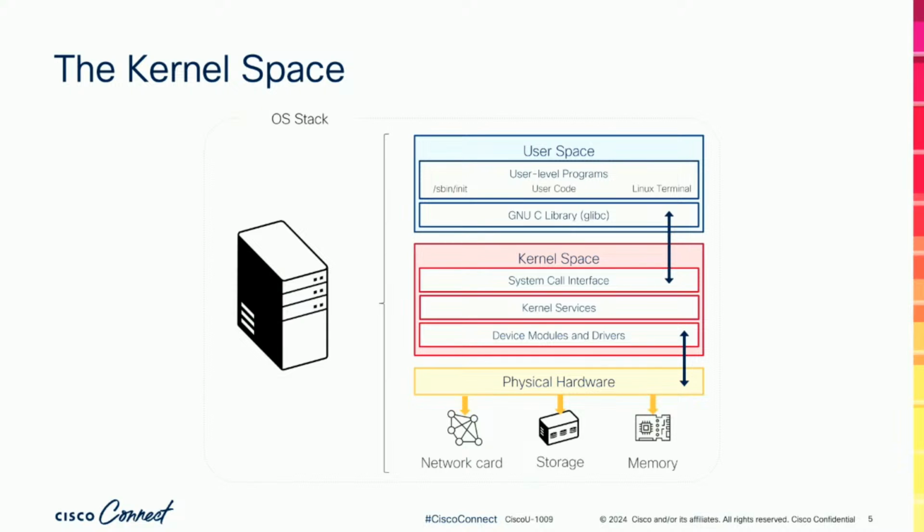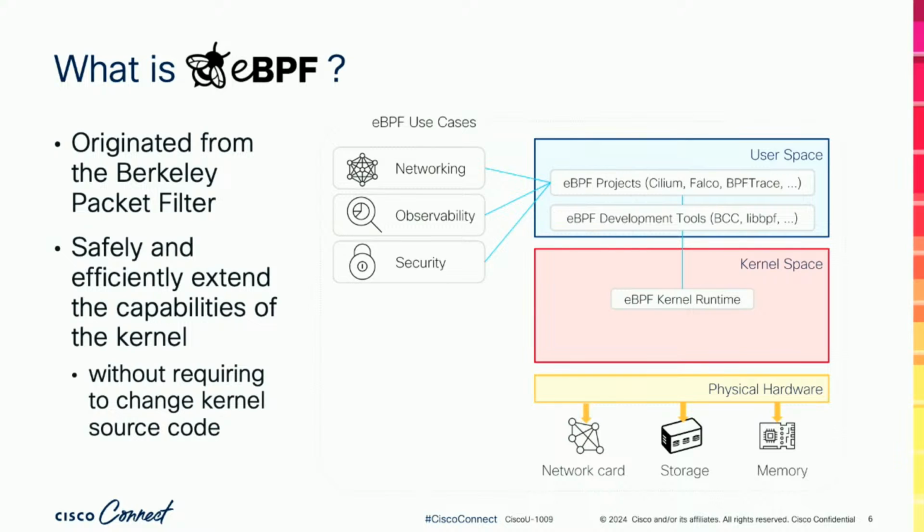And that's where the kernel space comes in. It sits in between the user space and the physical hardware, and it allows for a normalized way for the user space to communicate with the physical space. So it sits in that layer there. It's handling things like system calls, device modules and drivers, and it allows for an easy, normalized way to communicate from that user space to the physical hardware. But what if you need to make changes and extend the capabilities of that kernel space to do new and unique things? Well, that's where eBPF comes in.